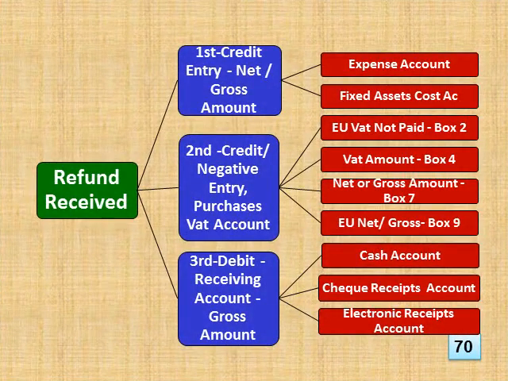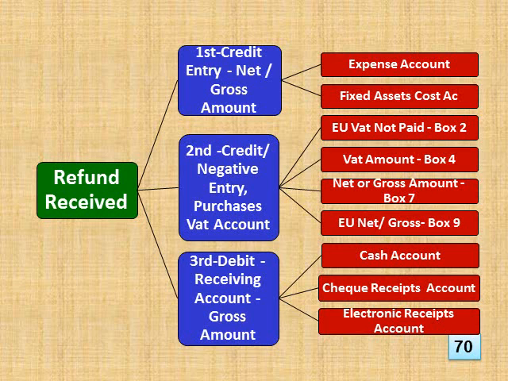The recording for a refund received. The first is a credit entry for the net or gross amount, made on either an expense account or fixed assets cost account, depending on what was bought. The second is a credit entry, but the amounts have to be negatives, on the purchaser's VAT account, made with another 3 entries.